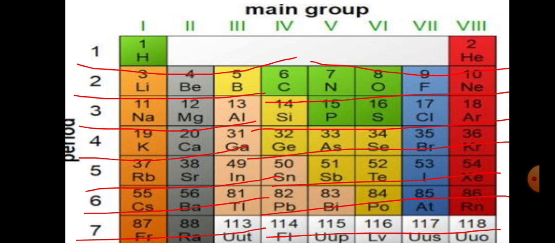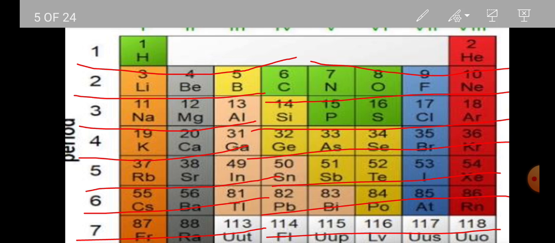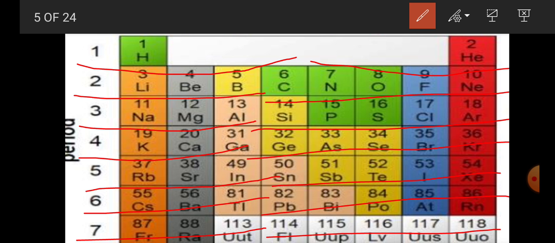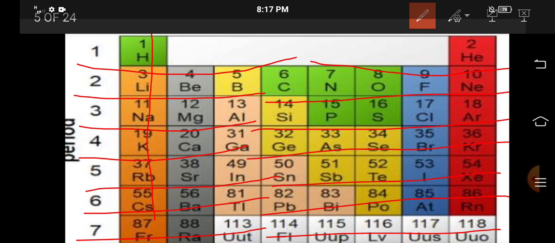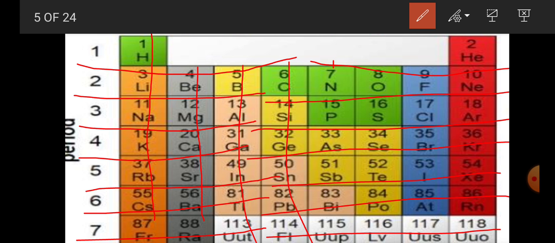then it consists of the main groups: group 1, group 2, group 3, group 4, group 5, group 6, group 7 and group 8. So these are the vertical columns, 1, 2, 3, 4, 5, 6, 7 and 8. These are the 8 groups. So the modern periodic table consists of 7 periods and 8 vertical columns.